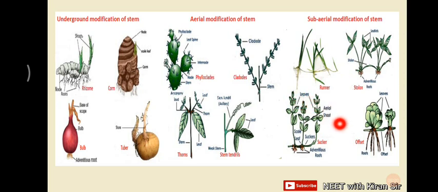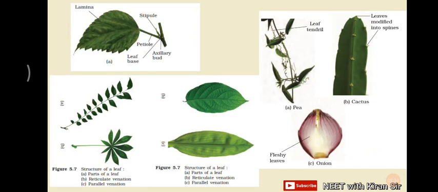Then offset, again a specially modified stem which grows inside a water body. It has distinct nodes and internodes. On the nodal region, above the node we find a tuft or you can say a rosette of leaves. At the base we find a bunch of roots. So when this nodal region separates from the parent plant, it grows as an independent plant. So this is nothing but offset. So these are the modifications of stem.